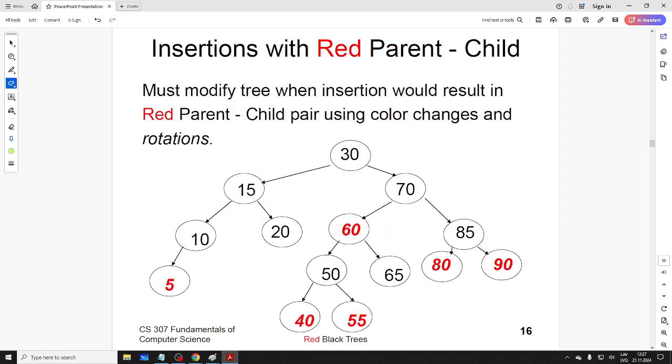So insertions with a red parent and child. Let's see where we want to insert. If I insert here, no problem. I could do like 8, or I guess I should do red here, of course. So something like this is completely fine. Here also. So I have 1, 2, 3, 4, 5 places where I can do anything I want.